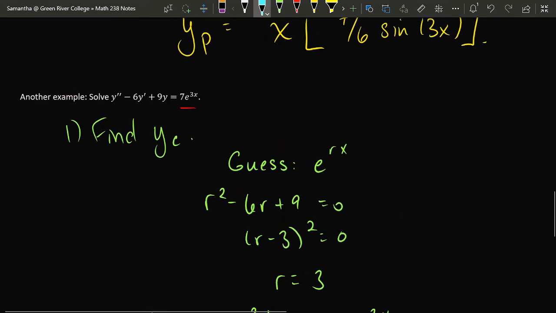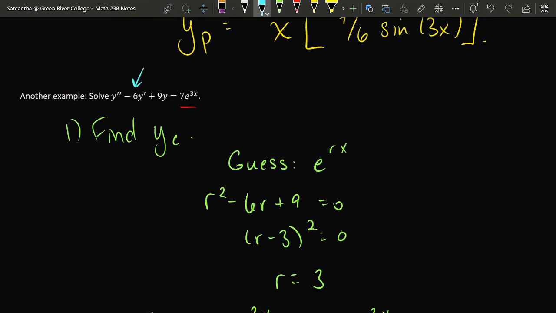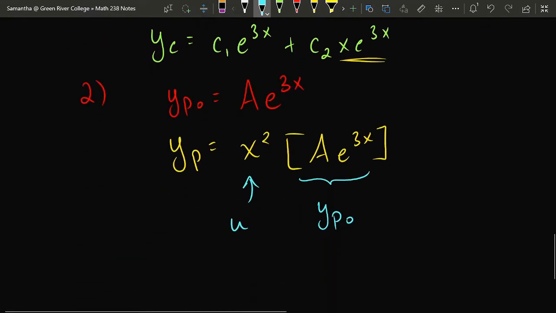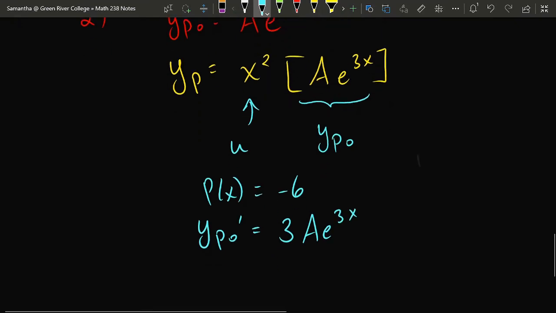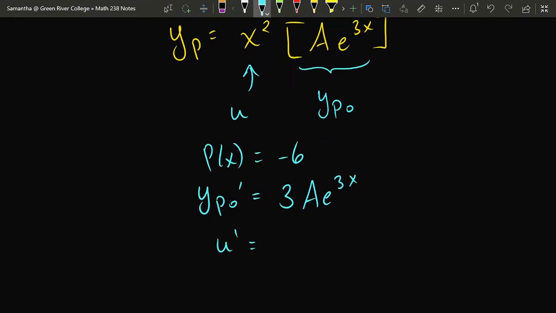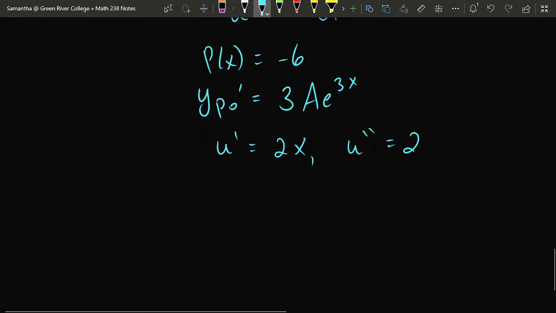In our problem, the quantity p of x, which is multiplied by y single prime, would be the constant -6. yp0 prime, the derivative of our initial guess, would be 3a e to the 3x. U single prime, the derivative of x squared, would be 2x, and u double prime would be 2. Now let's take all of that data and plug it into the shortcut formula that we have for the left-hand side of our differential equation.